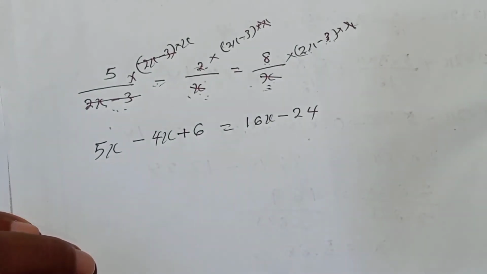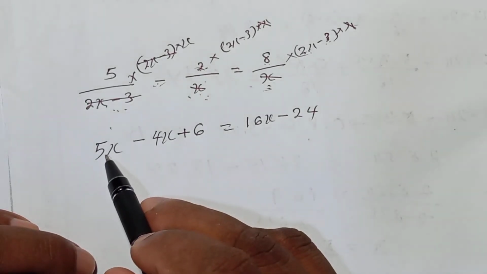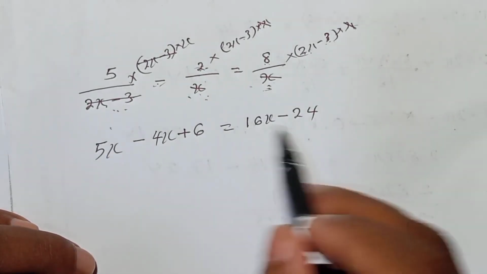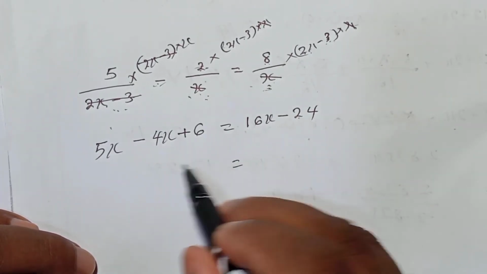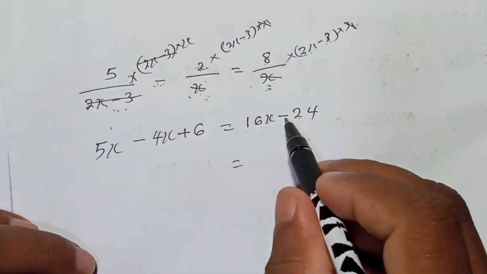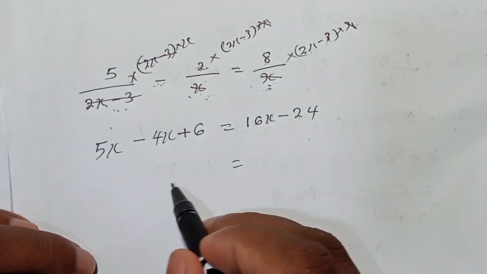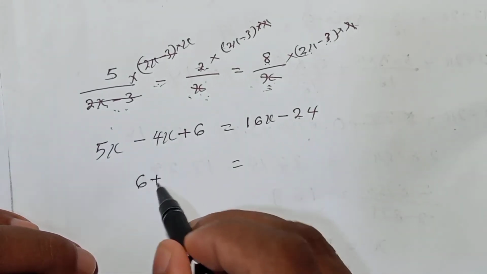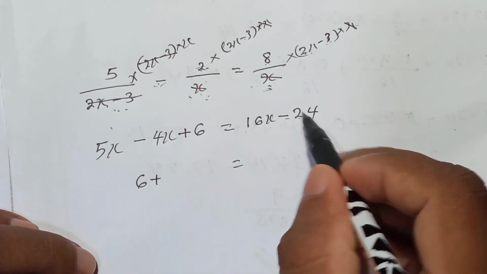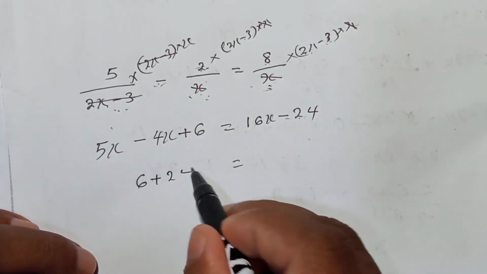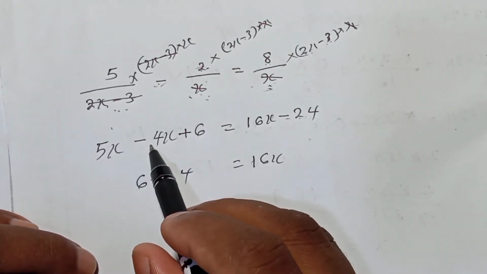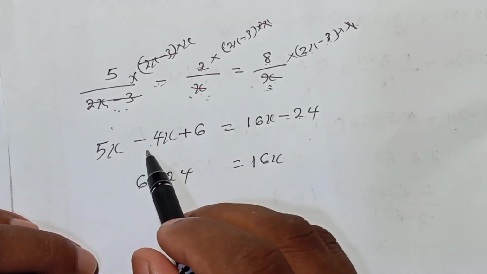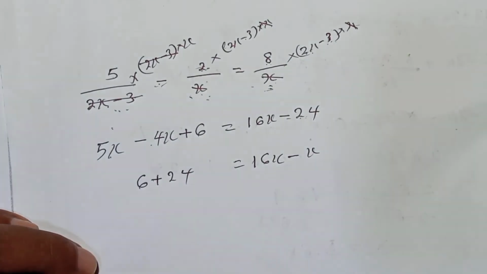Okay, now what I will do, I will bring this 5x and minus 4x to this side, this minus 24 to this side. Basically I will put the algebraic terms to this side and numbers to this side. So here will be plus 6 plus this minus 24. When I bring it here, it will be plus 24. And here 16x. Here 5x minus 4x means 1x, no? Plus 1x, when I bring it to here, it will be minus 6.